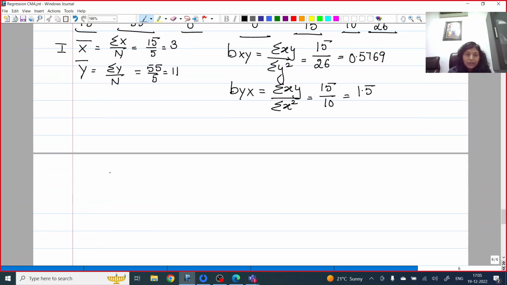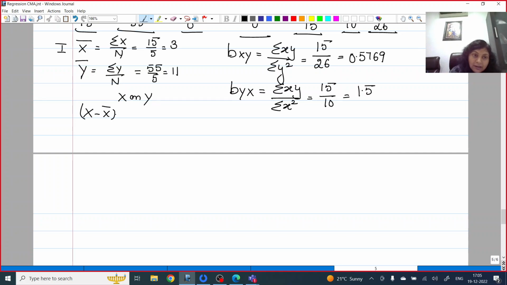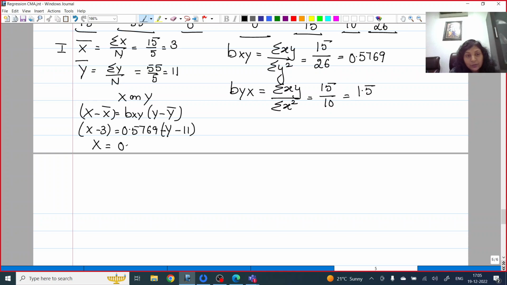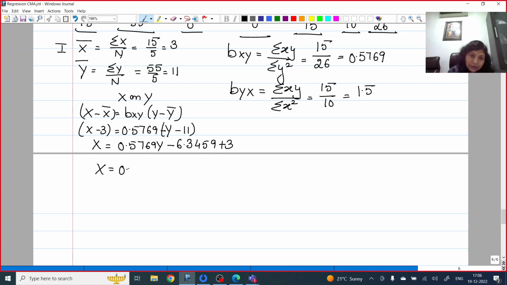Now we got the values of bxy and byx, so we can formulate the equations. For x on y, x minus x mean equals bxy times y minus y mean. x mean is 3, bxy is 0.5769, minus y minus 11. So x equals 0.5769y minus, multiplying 0.5769 into 11, 6.3459, plus 3. So my equation is x equals 0.5769y minus 3.3459. This is my x on y.